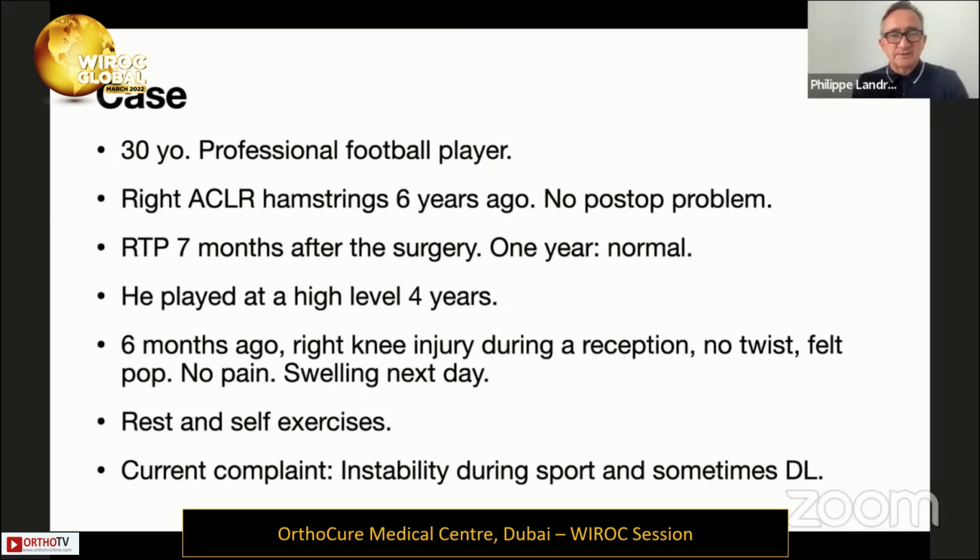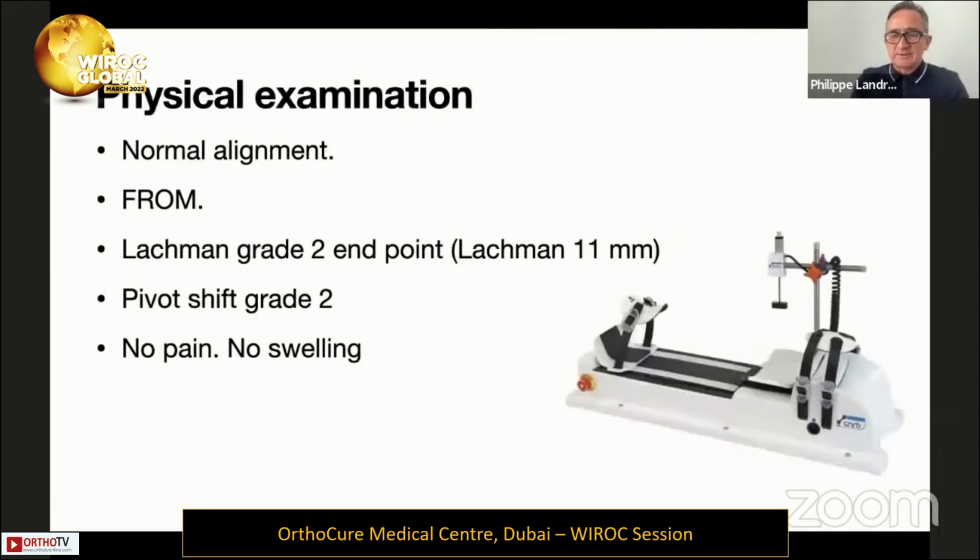And 6 months before I saw this patient, he had a right knee injury during a reception only. No, he didn't mention any twist, and he felt a pop, no real pain, and swelling the next day, rest, self-exercise, and he came to me with this complaint 6 months after this injury: instability during sport and sometimes even during the daily activity, despite good physiotherapy.